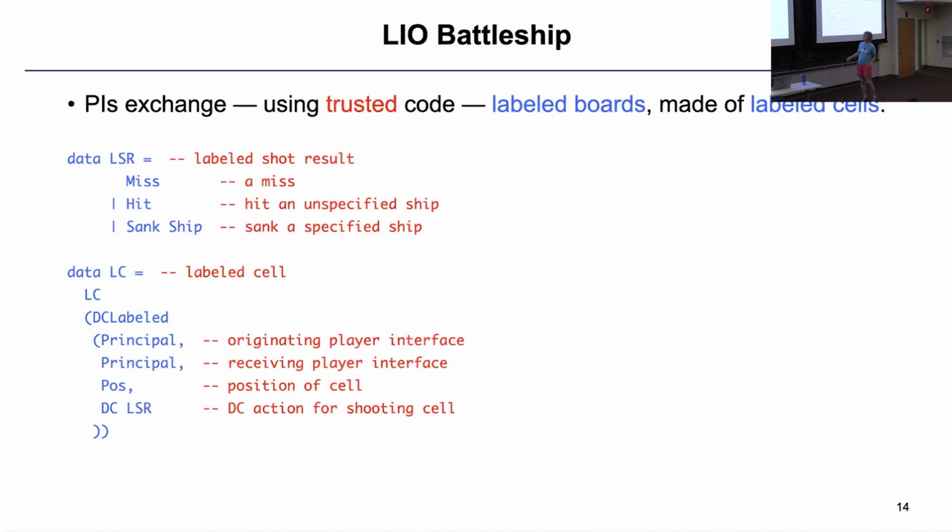There's also just the coordinates of the cell, the position of the cell. And then finally, there's what's called a DC action, which you can think of as a thunk, which if run, will produce an element of this data type, saying that shooting this position will result in a miss or a hit or sinking a given ship. So this is something that you can run. Until you run it, you don't know what the output is of running this action.